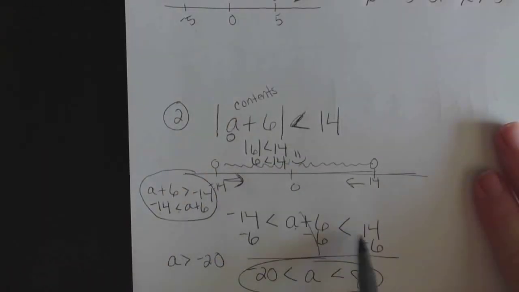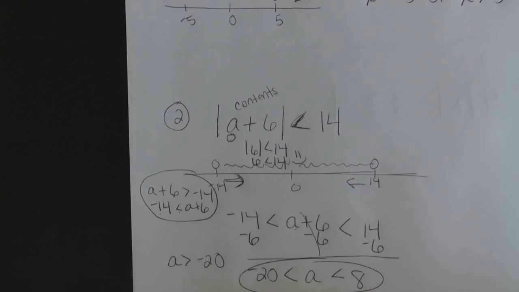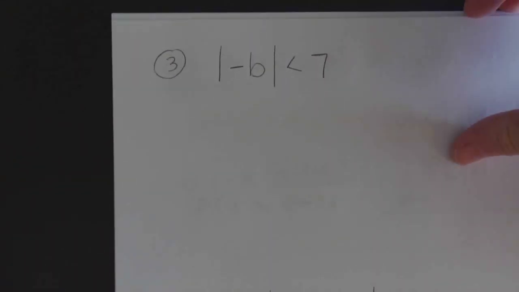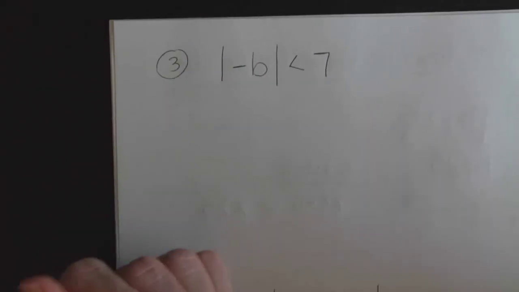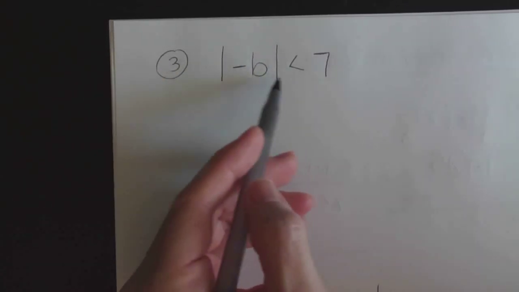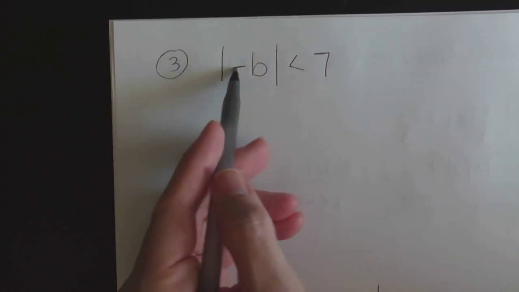Okay, so now you see a greater than means opposite directions. Less than puts you between the negative and the positive. Okay, let's look at, I believe I have two more, just two more. So look at number 3. Another less than. So we've got the absolute value of negative b is less than 7.